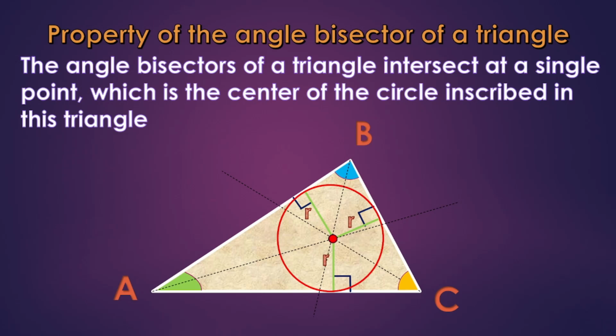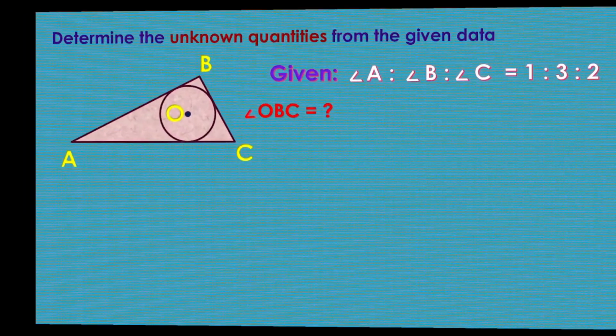The angle bisectors of a triangle intersect at a single point, which is the center of the circle inscribed in this triangle. We can see now the circle which is inscribed in the triangle and the center of the circle, this red dot. It will be equidistant from all sides of the triangle and will be perpendicular to them. Remember it. Let's look at a problem.